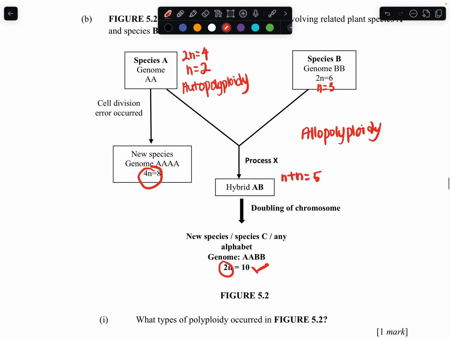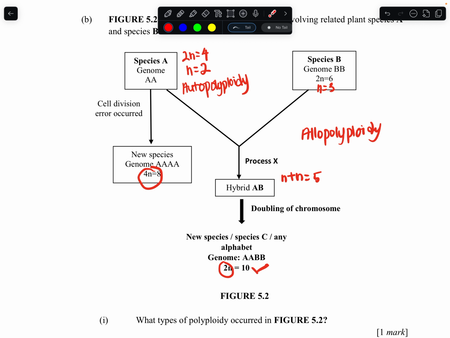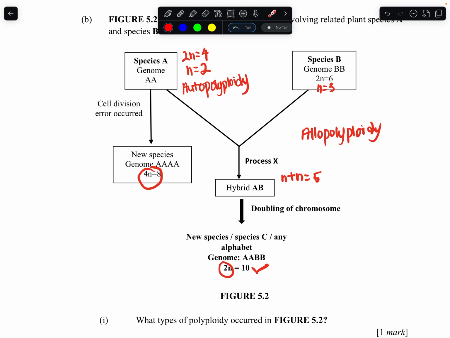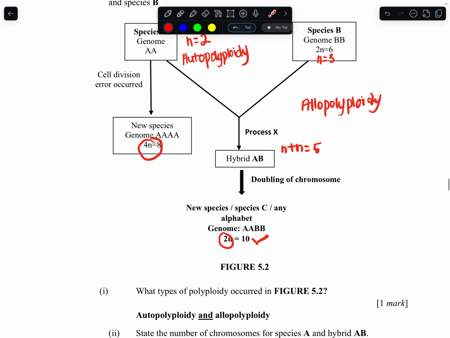So now let's look at the question. What type of polyploidy occurred in figure 5.2? Dia cakap figure 5.2. All of this is a part of figure 5.2. So dua-dua ada, wajib tulis dua-dua, baru ada satu markah.